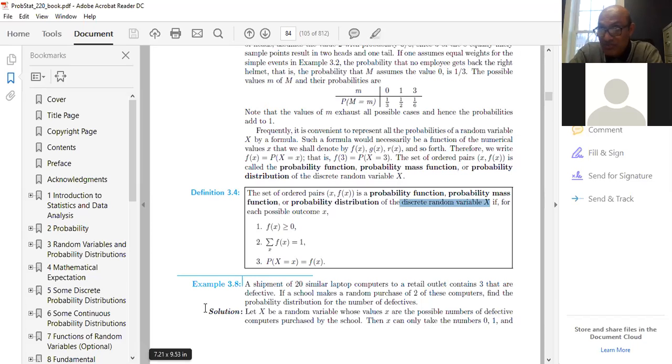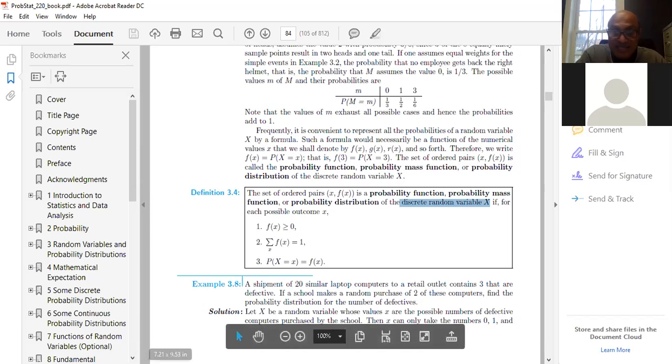It may be possible that whatever the school buys, 2 computers, both of them are non-defective, or out of 2, 1 is defective and 1 is non-defective, or it may be possible that both are defectives. Right? So these are the total number of outcomes.